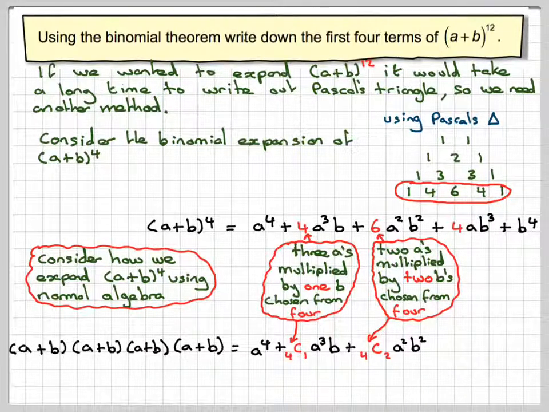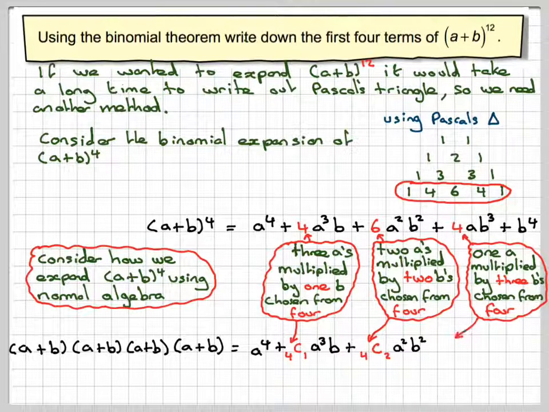For the last one, we're going to want 1 a and then 3 b's. 3 b's chosen from any of the 4 brackets will give me that term. And that gives me 4C3 ab^3. And the last term was b^4. So these are the binomial coefficients found by using combinations.